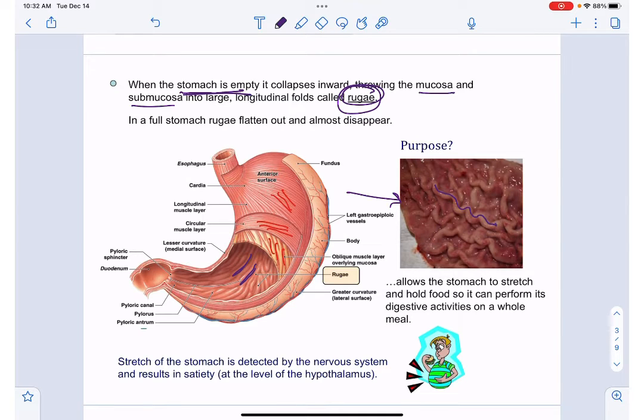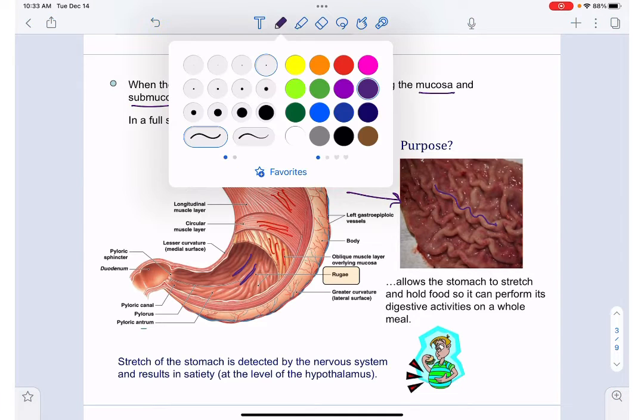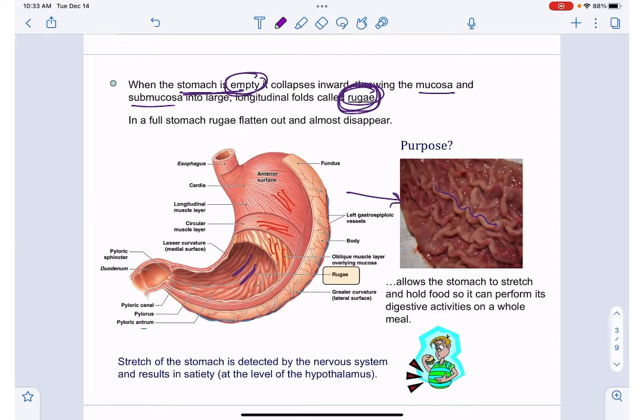And so my question is, what are those there for? What's the purpose of these rugae? And again, these are found in an empty stomach. What does that allow for? Well, what that allows for is that when food comes down into the stomach, those rugae are allowed to stretch, and that allows the stomach to stretch. And that allows the stomach to hold more material, to hold more food.